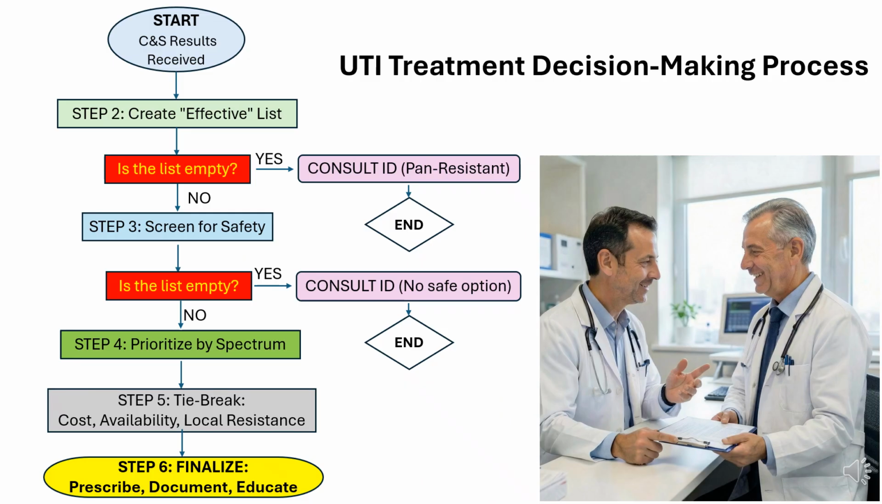UTI treatment decision-making process. Start with the list of S antibiotics from the sensitivity table, efficacy. From that list, eliminate any drugs that are contraindicated for the patient or have unacceptable adverse effect risks. Prioritize the remaining options based on which are the narrowest spectrum, have the lowest cost, and are readily available. Consider the local resistance rates to ensure you are choosing a sustainable option that aligns with your institution's antimicrobial stewardship guidelines.